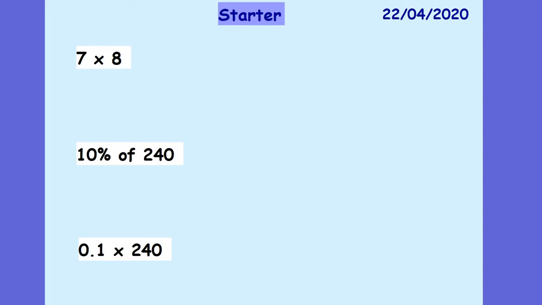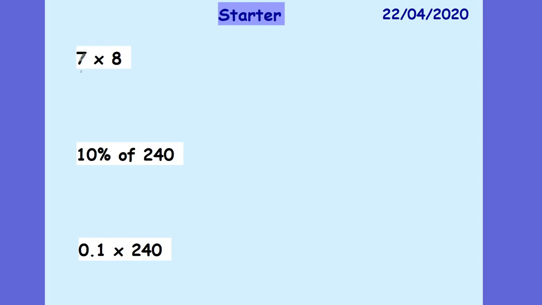Let's start off with a quick starter for me. Can you work out 7 times 8? Can you then work out what 10% of 240 would be and what 0.1 times 240 would be? Please pause the video for 2 minutes and have a go at those now.